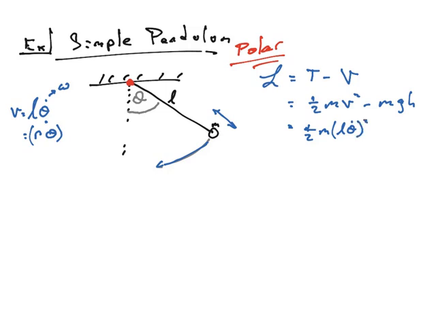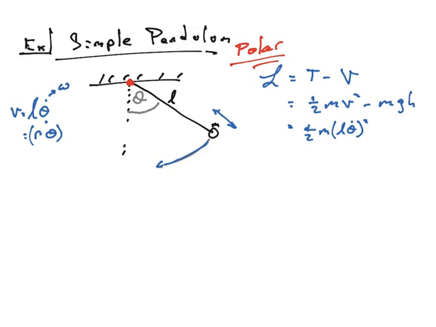And then it's velocity squared. So my linear velocity, v, in terms of angular velocity, is L times theta dot. v is L theta dot, and v squared is L squared theta dot squared.